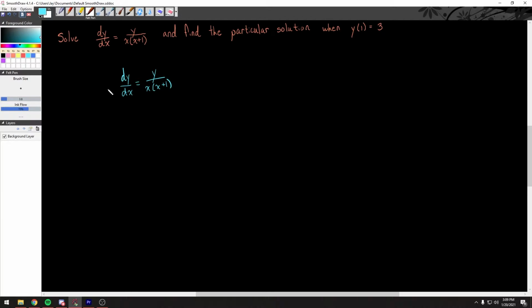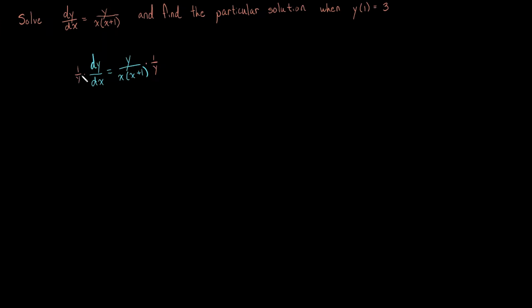So the first thing we want to do is get our variables all on one side. So I'll do that. We're going to multiply by 1 over y on both sides. So the y will cancel out with this y right here, and then we have 1 over y dy over dx on this side is equal to 1 over x times (x plus 1).